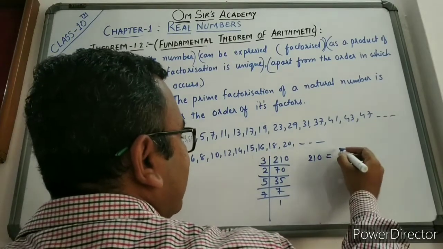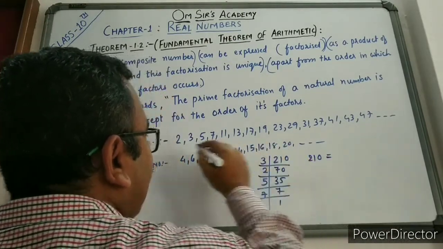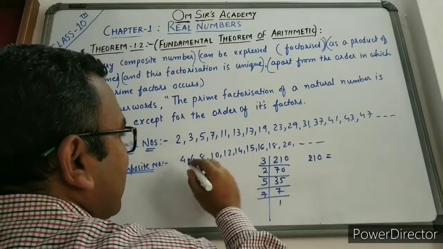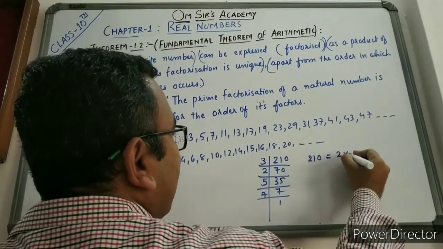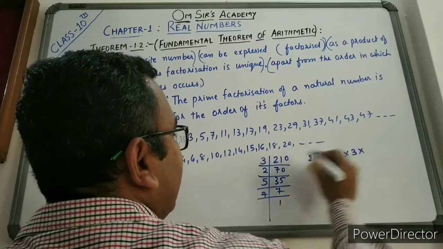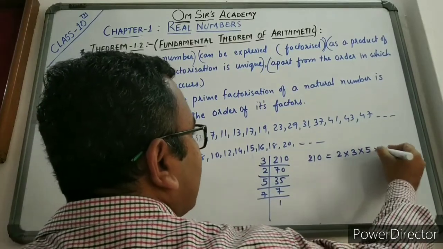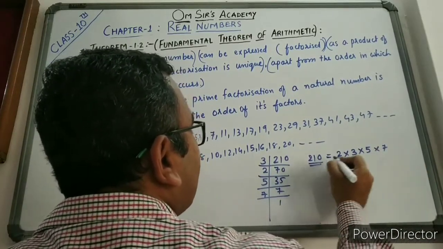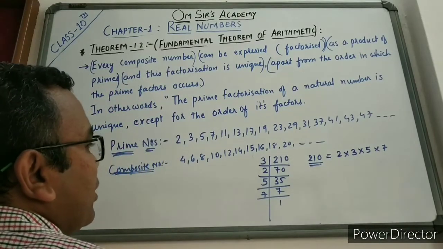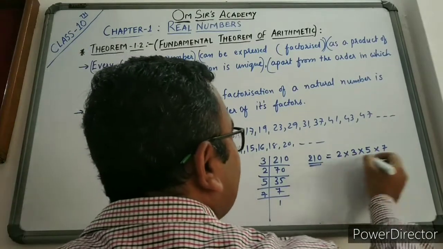What are the prime factors of 210? If I write in the order in which they occur, then 2 comes first: 2 into 3 into 5 into 7. Okay, these are in the order in which they occur. Is it clear? But it is not necessary to write in this way.